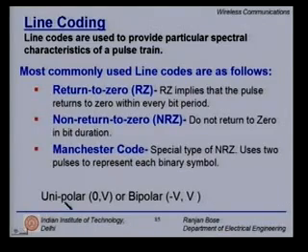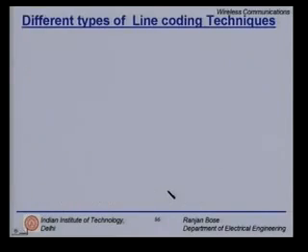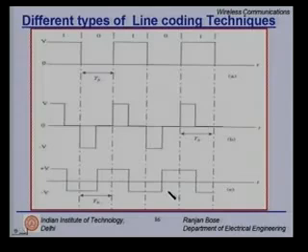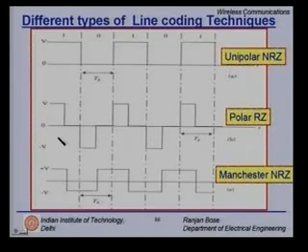You can have either unipolar line coding, that is you work between 0 and V volts, or bipolar, minus V to plus V volts. That is your choice. So, here in the time domain is a representation of the three popular line coding techniques. Here at the top is a unipolar NRZ, non-return to 0. Here is a polar, so we flip between V and minus V, return to 0.